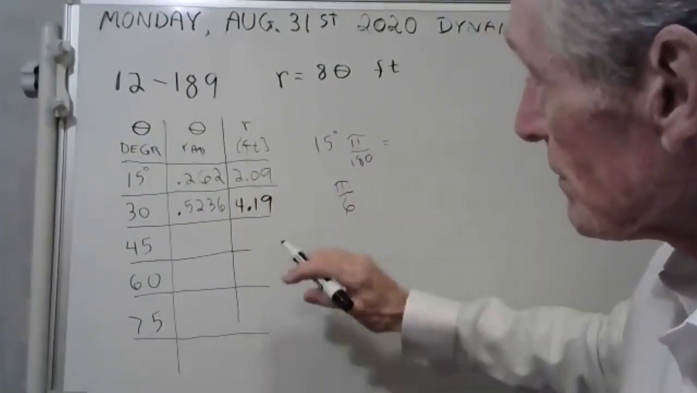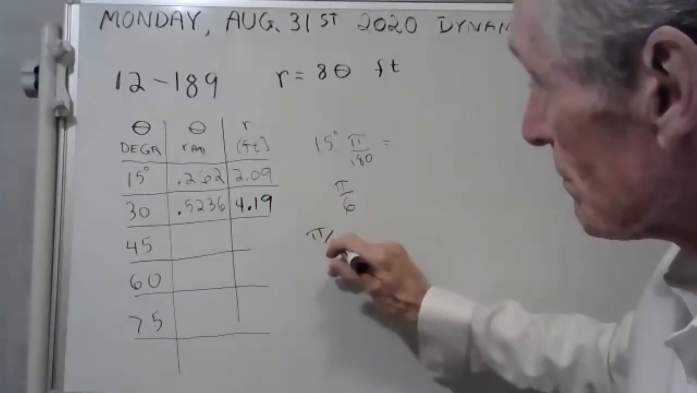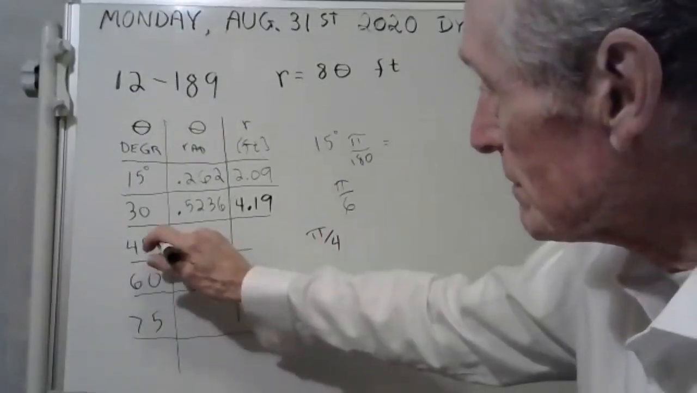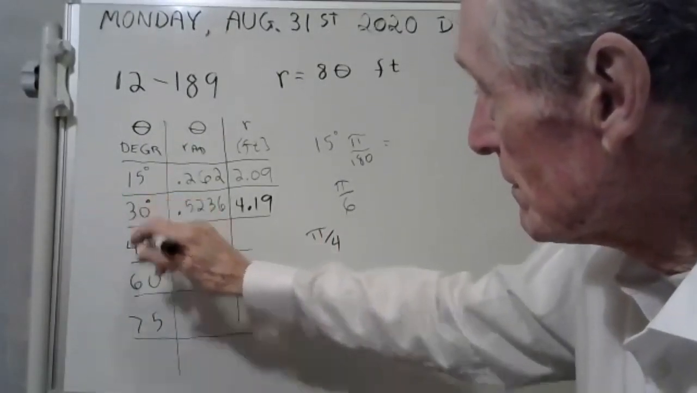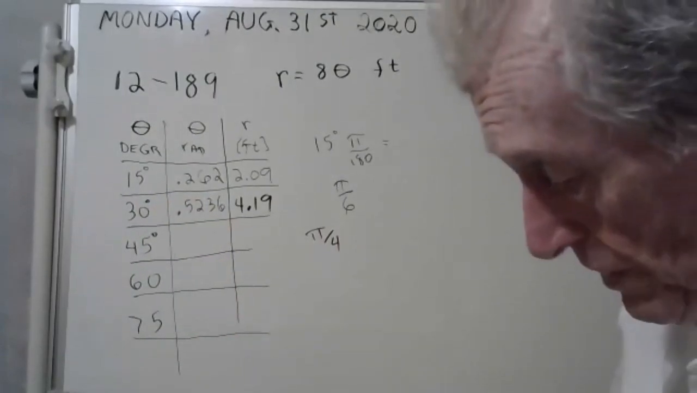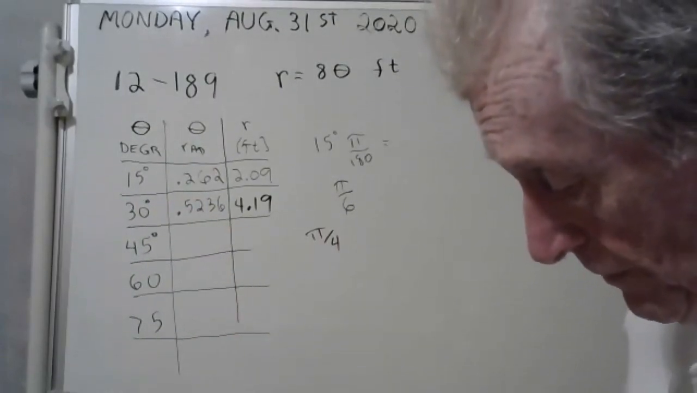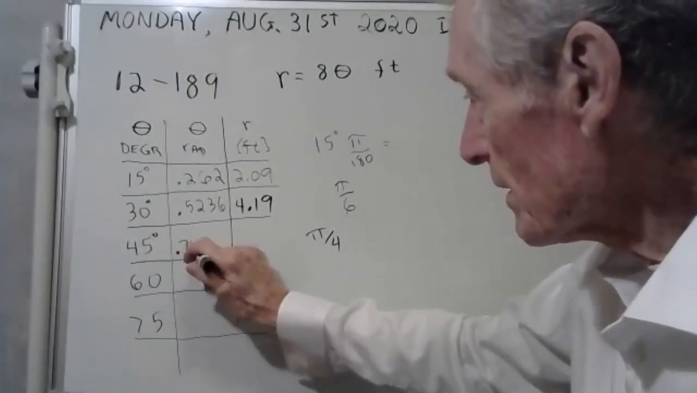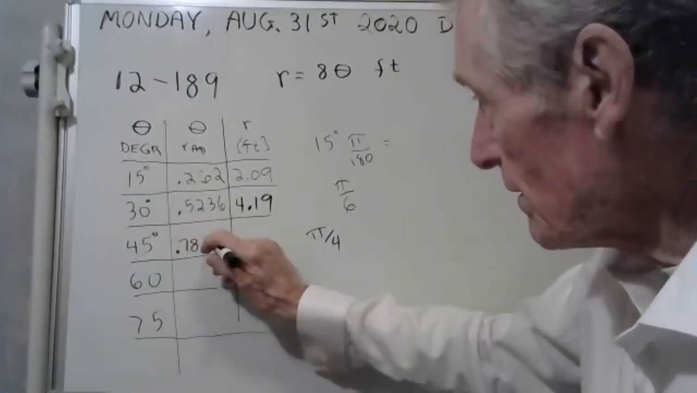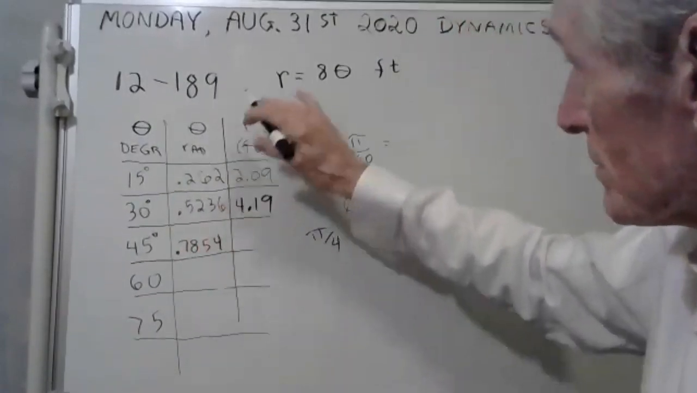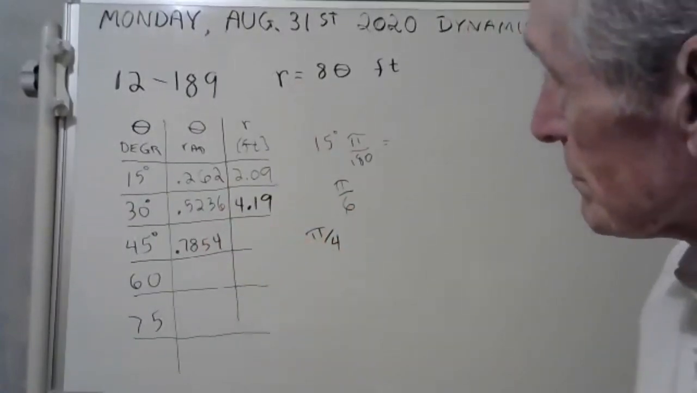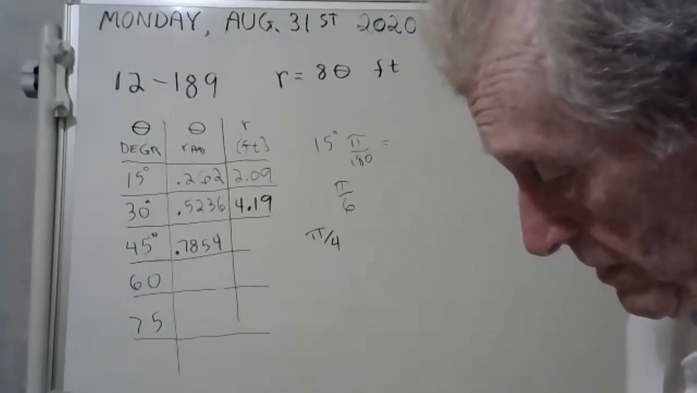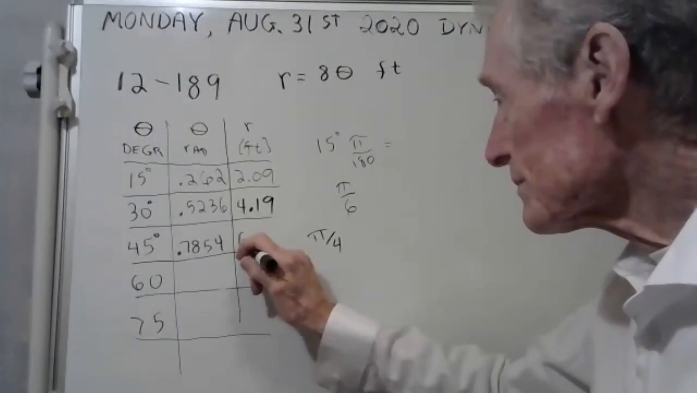Now at 45 degrees, I know what that is. That's pi over 4. We know that by heart, 45 degrees. Yeah. Okay, so what's pi over 4? I'm getting 0.7854 radians. And if you multiply by 8, you'll get your distance from the origin. Okay, times 8 is 6.28.